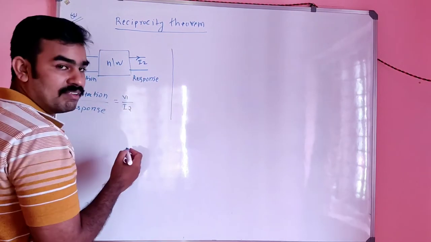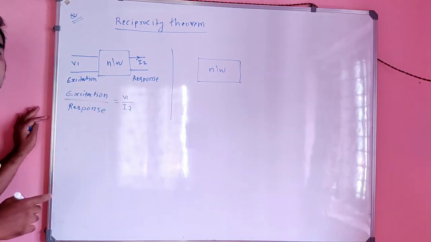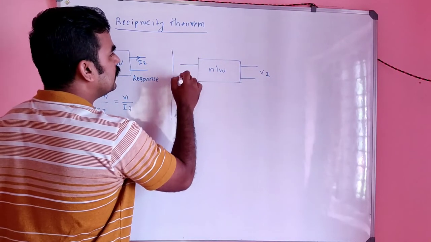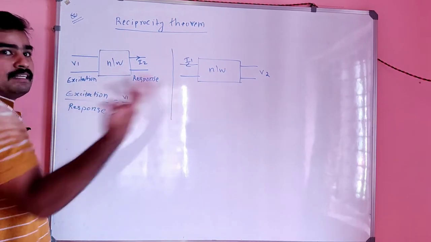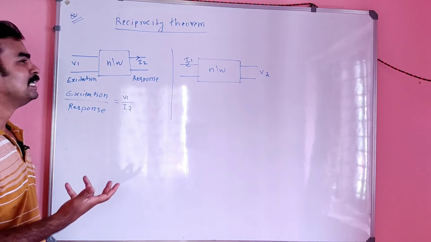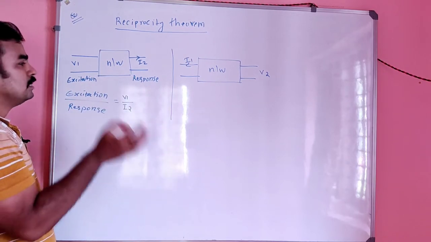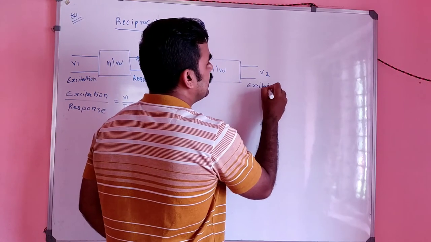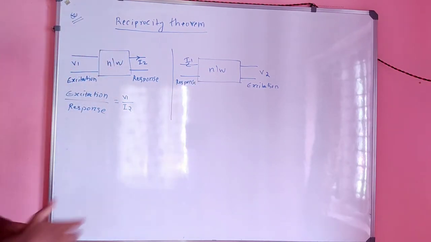Consider the same network. I interchange the excitation as well as the response. Suppose my new excitation will be V2 and the response is the current I1. Exchanging doesn't mean applying the same excitation there; the position of excitation and response is interchanged. We applied an excitation here, and due to that there is a flow of current I1, which is the response.